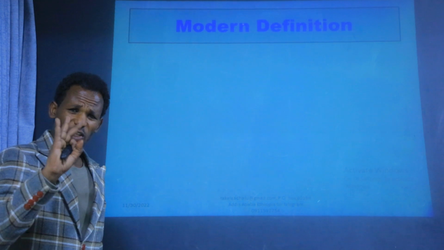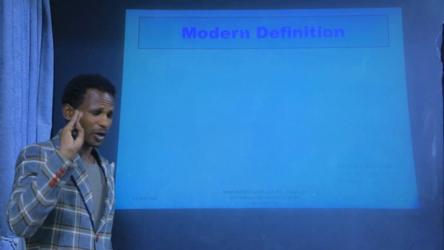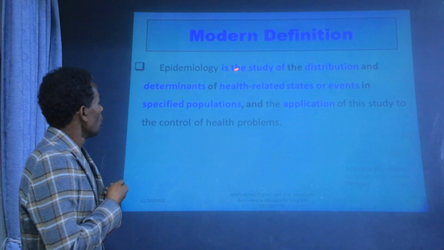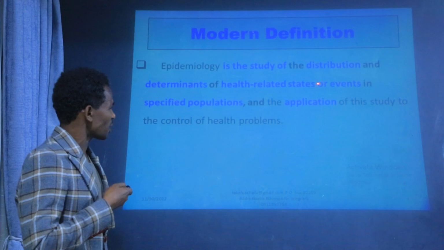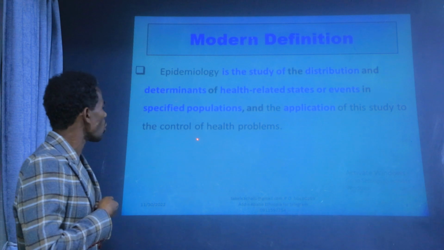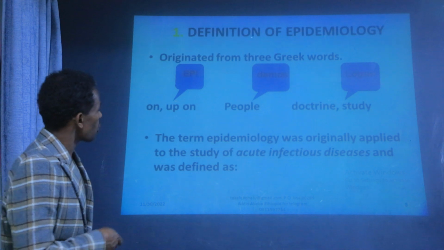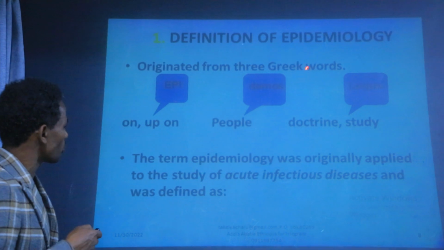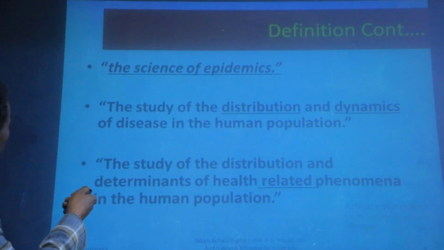In the definition of epidemiology there are three key words: distribution, frequency, and determinants. Epidemiology is the study of the distribution and determinants of health-related status or events in a specified population, and the application of this study to the control of health problems. That is what we discussed from the Greek origin of the word. Here are some scholars' definitions of epidemiology.